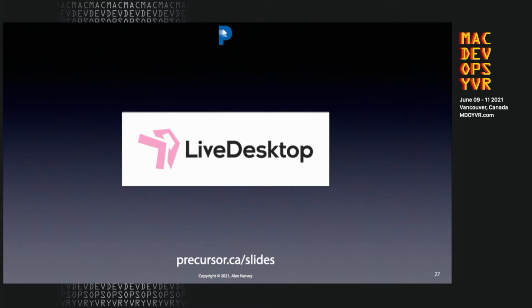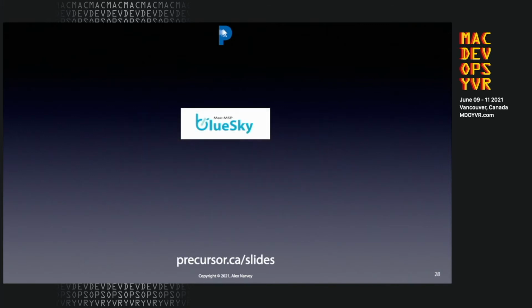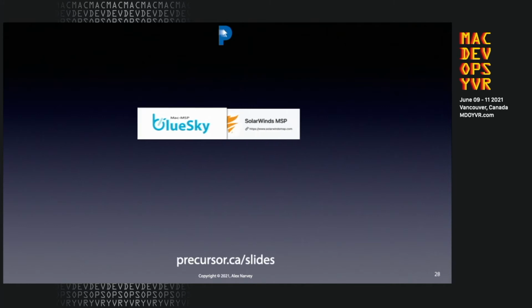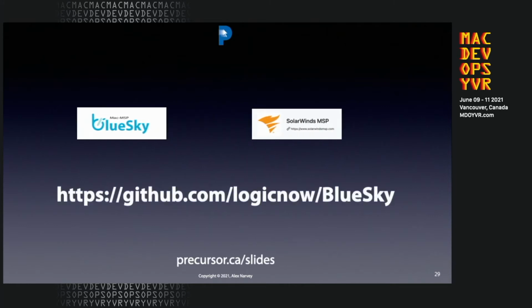The problem is Precursor is not an Adigy shop. But as Adigy user AJ Petrebka pointed out to me, live desktop is essentially BlueSky. BlueSky, as you might recall, was a method of using SSH and VNC to control computers that Brian Best marketed from Mac MSP. And Mac MSP, I think, went to Logic Now and then to SolarWinds, and eventually BlueSky itself was made open source and put up on GitHub for all to enjoy.